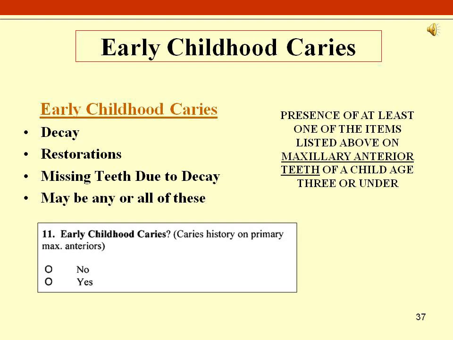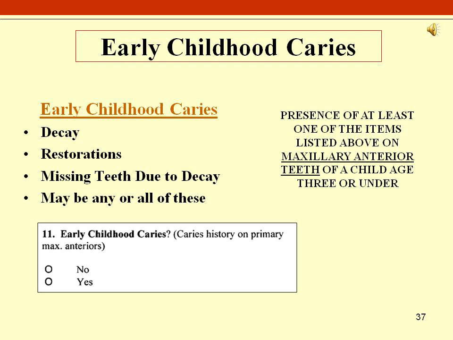The category of early childhood caries is number 11 on the screening form. This category directs you to look at the primary teeth. This category asks you to mark yes if decay, restorations, or teeth are missing due to decay on one or more of the maxillary anterior teeth of a child with primary anterior teeth still present, typically age 5 and under.